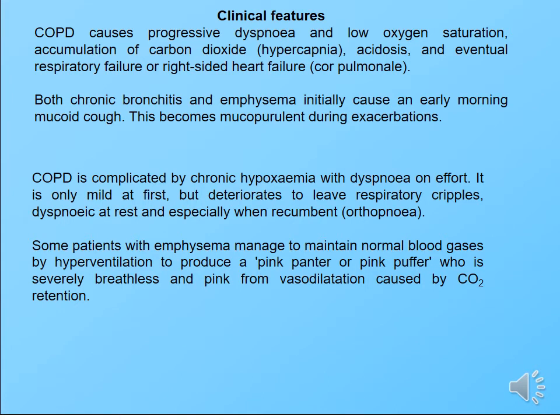As for the clinical features, chronic obstructive pulmonary disease causes progressive dyspnea and low oxygen saturation. Accumulation of carbon dioxide leads to hypercapnia, acidosis, and eventual respiratory failure or right-sided heart failure called cor pulmonale. Both categories, chronic bronchitis and emphysema, initially cause an early morning mucoid cough. This becomes mucopurulent during exacerbation. It is complicated by chronic hypoxemia with dyspnea on effort.